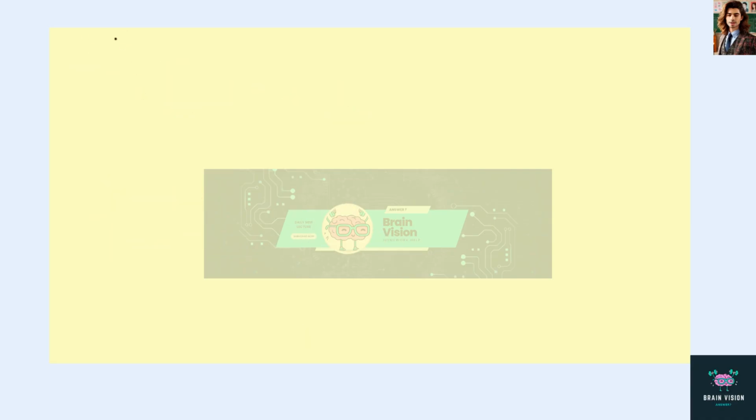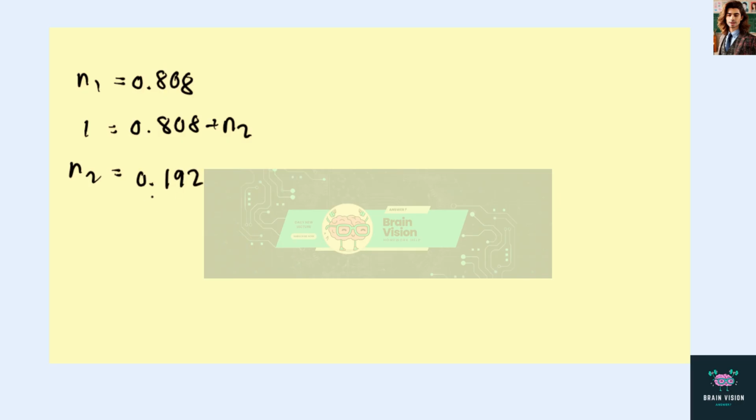So what we have now is some mole calculations. We have N1 nitrogen 0.808, where our overall mole balance is 1 is equal to 0.808, add N2, so N2 is equal to 0.192. So the moles fed are 0.2 moles and 0.196 recovered.